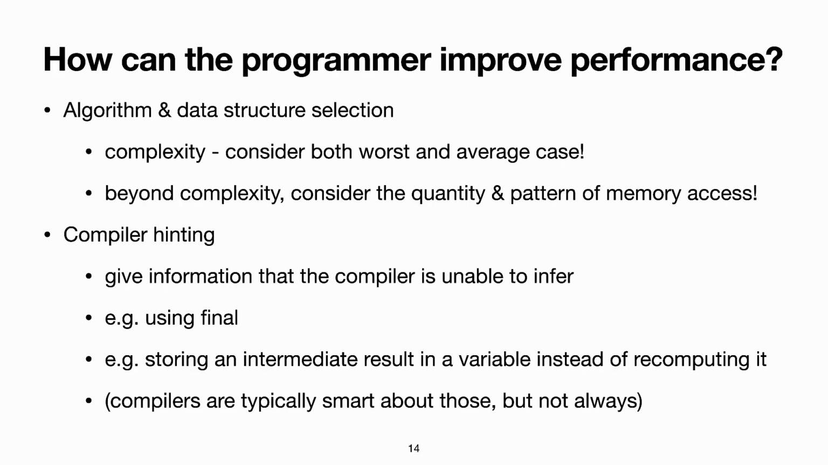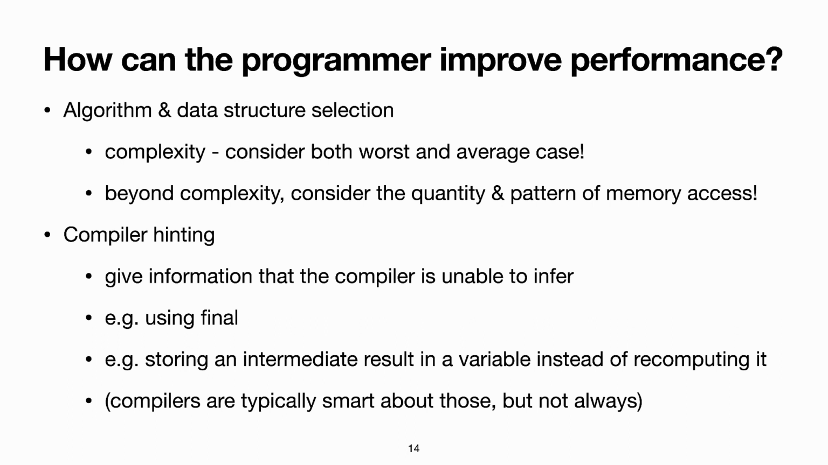So, as a programmer, what can you do to improve performance? Obviously, you can select your algorithms and your data structures well. So, when you think about complexity, you should consider both the worst and average case. But beyond complexity, really consider the quantity and the pattern of memory accesses. Something that accesses memory locally and that does fewer memory accesses is inherently going to be faster.